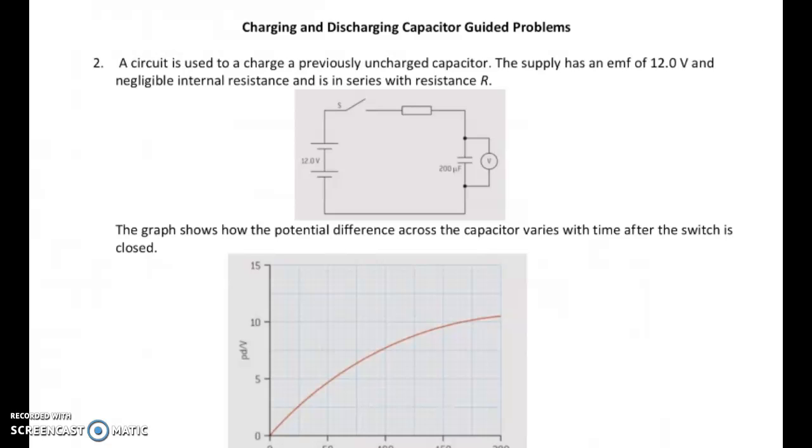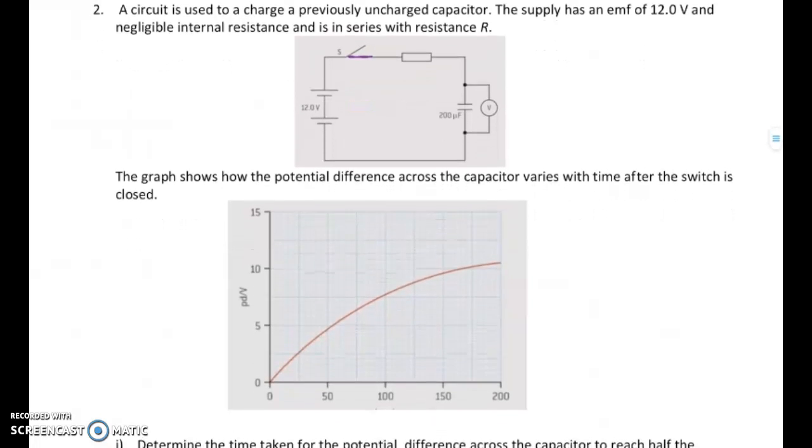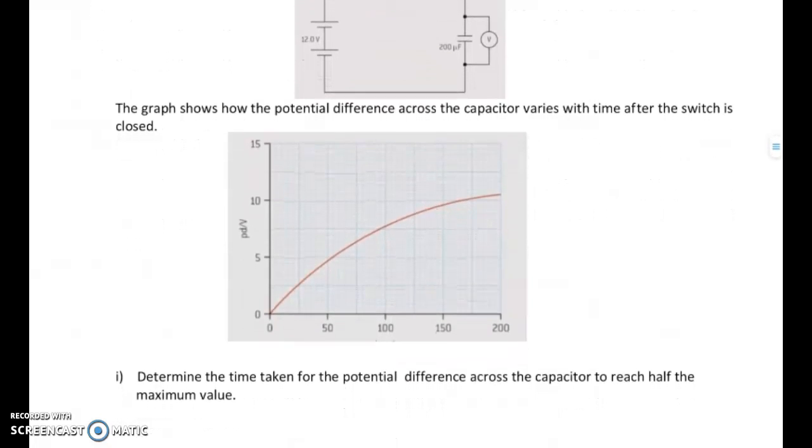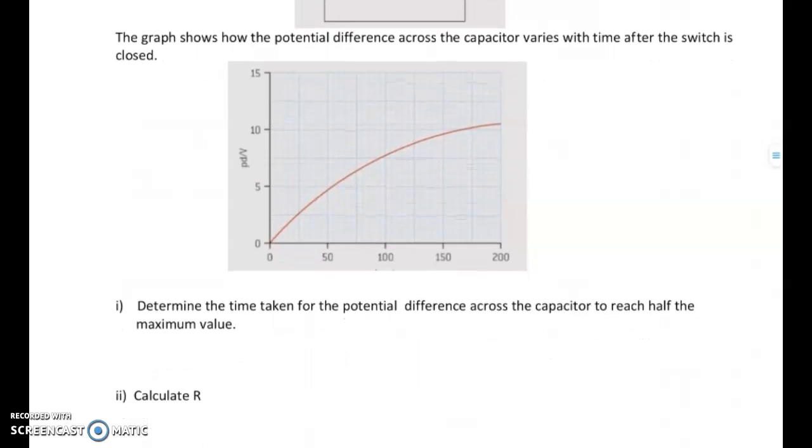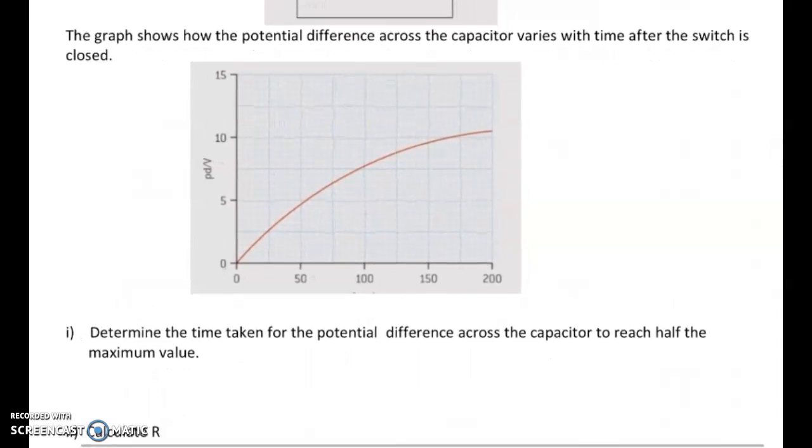So imagine that this switch is becoming closed in the circuit, and as that happens, our voltage is built up, we are charging. The first question that we're asked here is to determine the time taken for the potential difference across the capacitor to reach half of its maximum value.